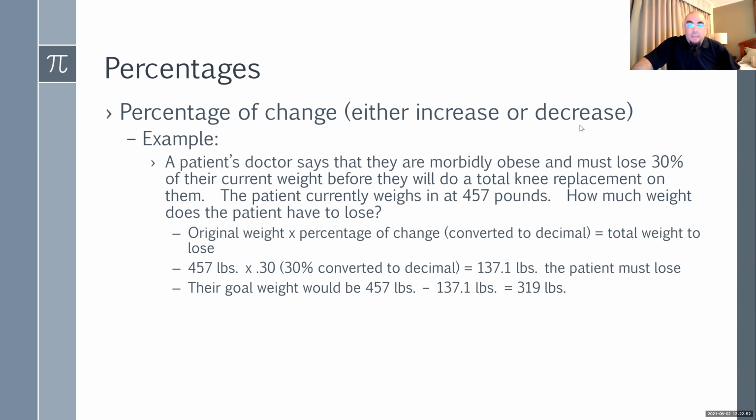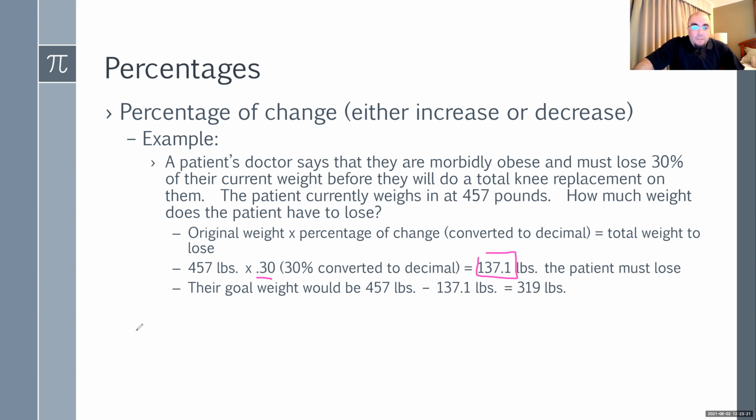So here a doctor says a patient is morbidly obese and must lose 30% of their body weight before they'll do a total knee replacement. Here's another patient example, almost like I just talked about. Patient currently weighs 457 pounds. How much weight must the patient lose? So here we have to take our 457 pounds and convert the 30% to a decimal, 0.3, and multiply by it. Patient needs to lose 137 pounds.